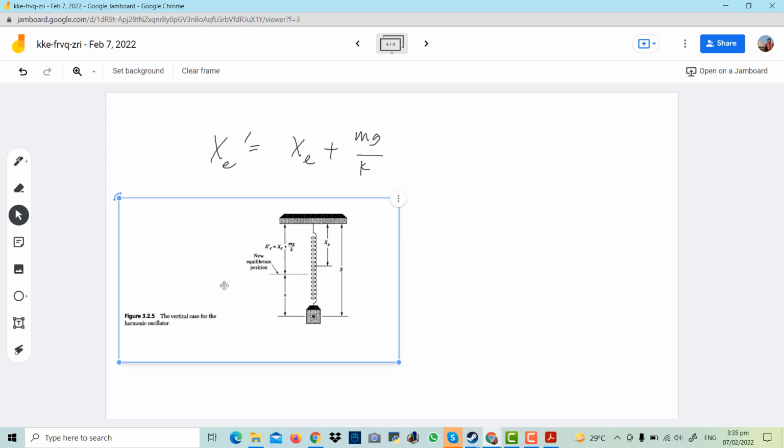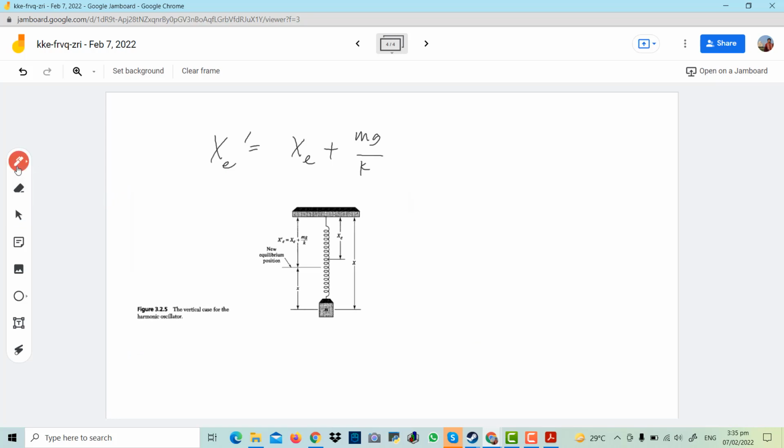Look at the figure. Look at the figure, x small. Okay, x small is just equal to x big minus the new equilibrium position. So x small is equal to big X minus the new equilibrium position. And we know the equilibrium position x e prime, so x now is equal to big X minus x e, which is equal to the old equilibrium position plus mg over k.